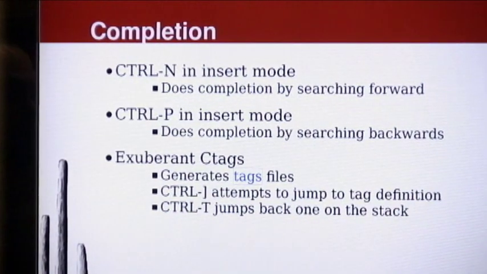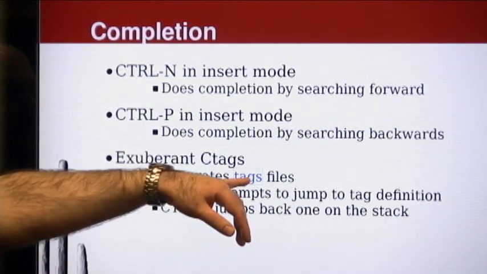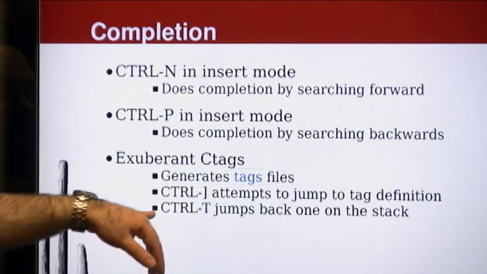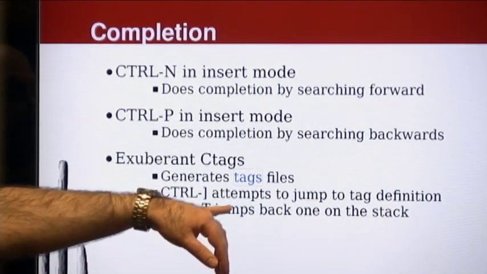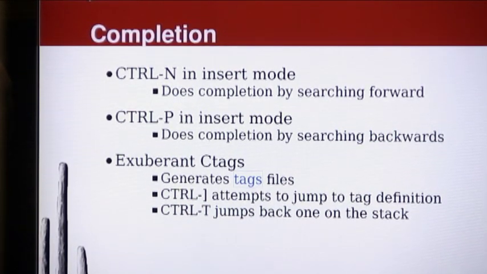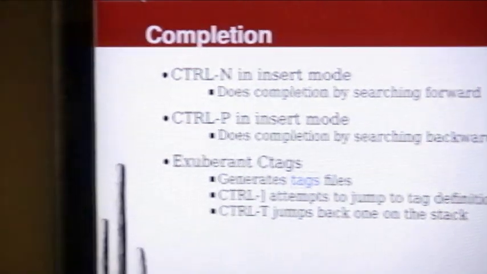So if you hit Control right square bracket, it attempts to jump to the definition, wherever that's at. And Control T, once you're there, will take you back. But it's also a stack, so you can go through and jump. Once you get to that function definition, you may find another one and go, okay, I want to see what that does. But it treats it like a stack, so however many levels deep you go down, you hit Control T and it keeps taking you back.